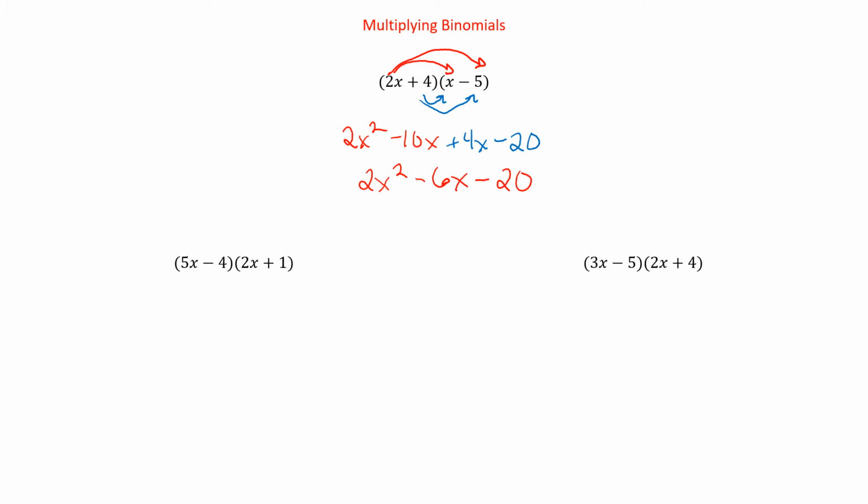All right, let's look at this one. So we have 5x times 2x and 5x times 1. 5x times 2x is 10x squared. 5x times 1 is plus 5x. And then we have this negative 4 that'll get multiplied. Negative 4 times 2x is going to be minus 8x. Negative 4 times 1 is minus 4. Combine our like terms. 10x squared, 5x minus 8x is minus 3x minus 4.